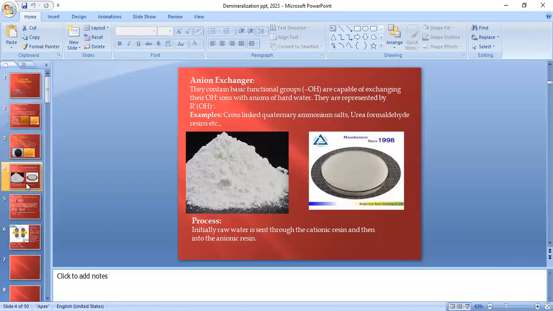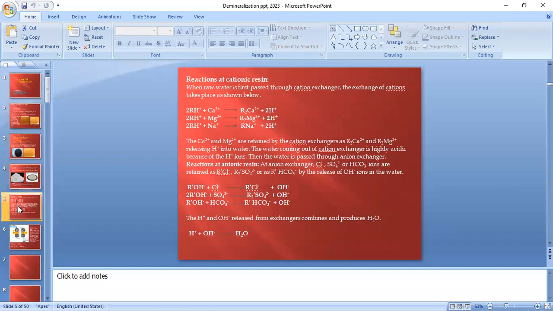Now, they take the hot water and the water is allowed to pass through a cation exchanger and then over an anion exchanger. That means the hot water is allowed to pass through cation exchange resin. The cations are removed and the water which is free from cations is allowed to pass through anion exchange resin. The anions are getting removed and you will be getting a water which is free from both the cations and anions. We will see the process in detail.